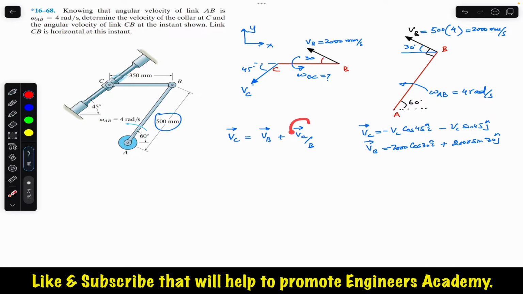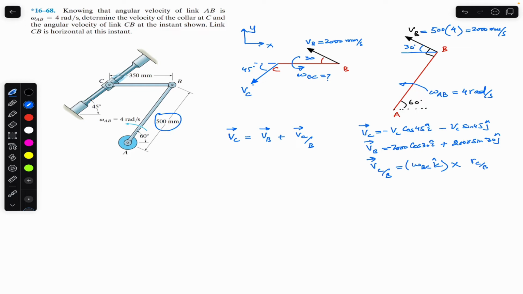And now this velocity of c relative to b is always due to the angular velocity of link BC. So we can write that velocity of c relative to b is equal to omega bc. If omega bc is in the counterclockwise direction, and we curl our right hand fingers in this direction, the thumb will point out of the screen. Out of the screen is the positive z-axis. So omega bc is in the positive k, cross product with r of c relative to b, the position vector from b to c.